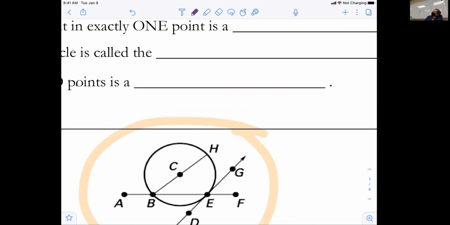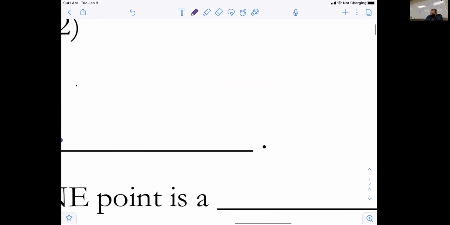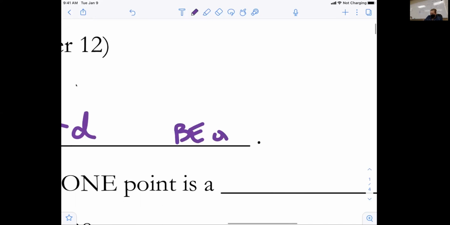Drew? BH works. So Caleb, the reason yours didn't work is it didn't go all the way through the circle. So you've got to go all the way through the circle. So BE or BH works. And I want us to think of these as segments because they end.